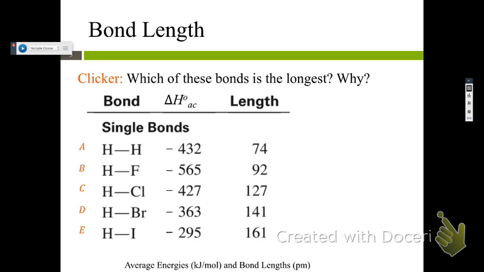All right, I'd like to hear from a new voice. So why is it that we might guess that HF is the shortest bond? And then what logic might we have that would actually allow us to guess that HH would be the shortest bond? Kevin? Is it electronegativity? Relates a little bit to that.